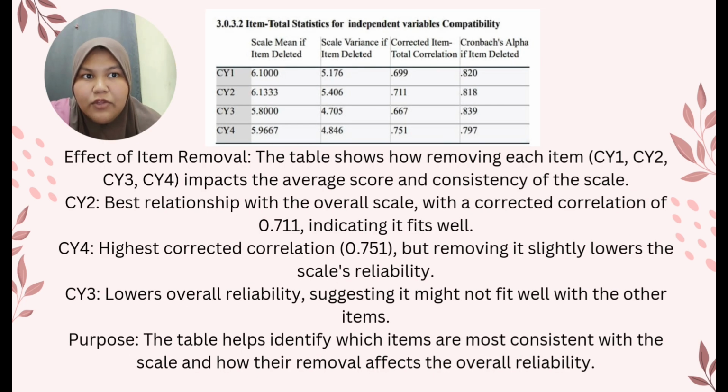The next one is the item-total statistics for the independent variable compatibility. For the effect of item removal, the table shows how removing each item, CY1, CY2, CY3, and CY4, impacts the average score and consistency of the scale. CY2 has the best relationship with the overall scale, with a corrected correlation of 0.711, indicating it fits well. CY4 has the highest corrected correlation of 0.751, but removing it slightly lowers the scale reliability. CY3 has lower overall reliability, suggesting it might not fit well with the other items. The purpose is that the table helps identify which items are most consistent with the scale and how removal affects the overall reliability.